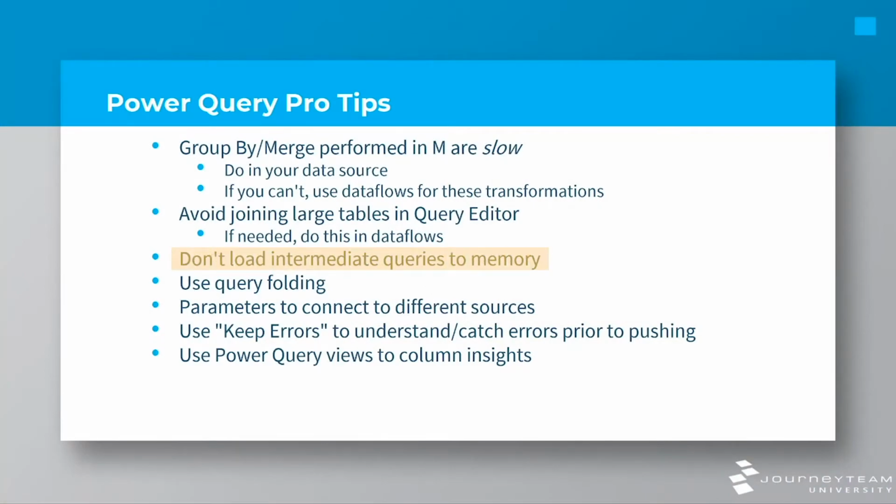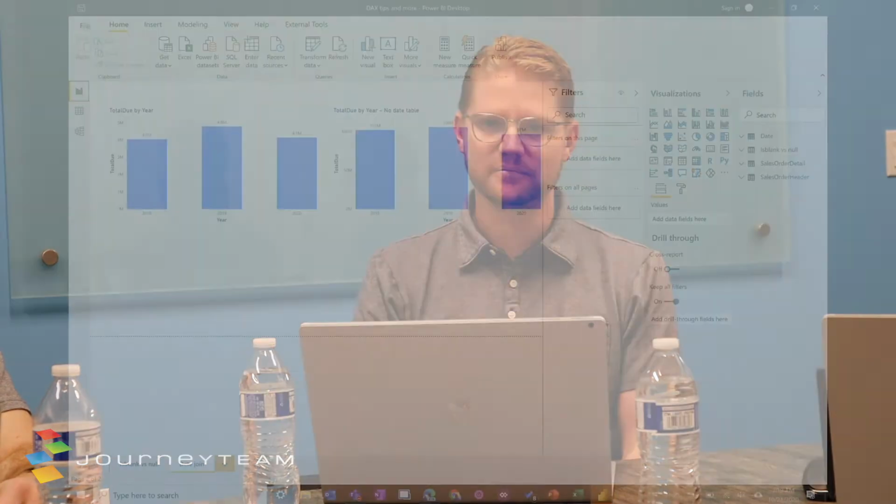So intermediate queries, another way to say this is like helper tables, reference tables, tables that you use to do your transformations, but you don't necessarily need to see at the end. You're going to want to make sure you don't load those. You do that by disabling the load or by unchecking enable load within Power Query.